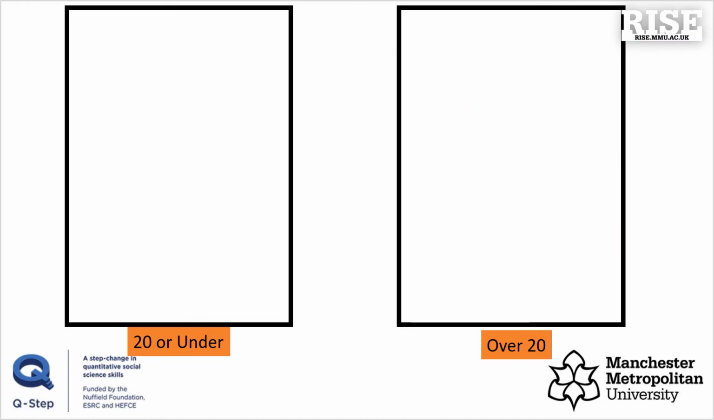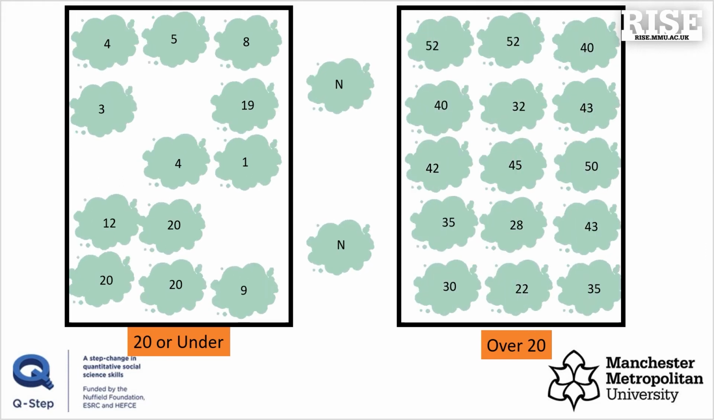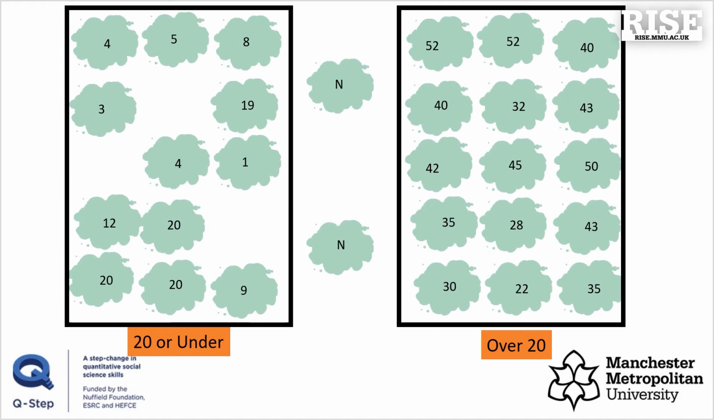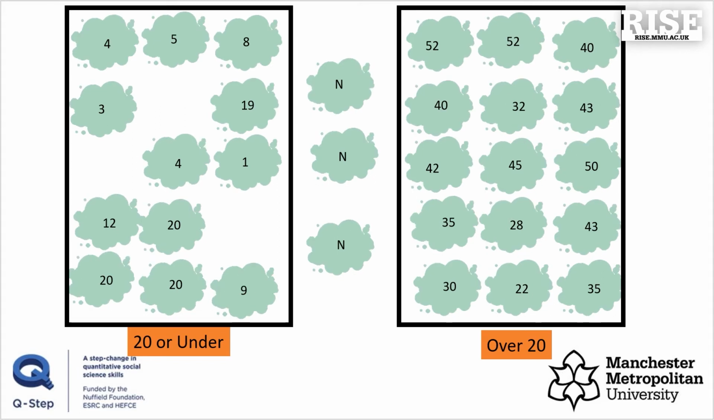So let's think about how we can categorize this. What I've done here is I've categorized it to 20 or under times per month that someone breaks wind in front of the partner, or over 20. So what we've done is we've split it into two different categories. So we are working with a nominal variable here. Two categories, one for 20 or under, one for over 20. And as you can see, there are three people who were a bit shy and didn't want to answer the question, so they will be excluded from the analysis.